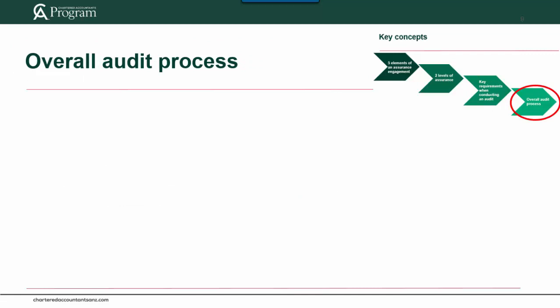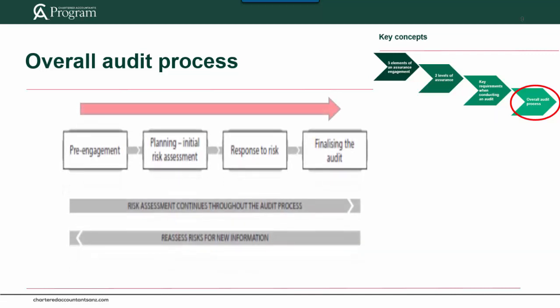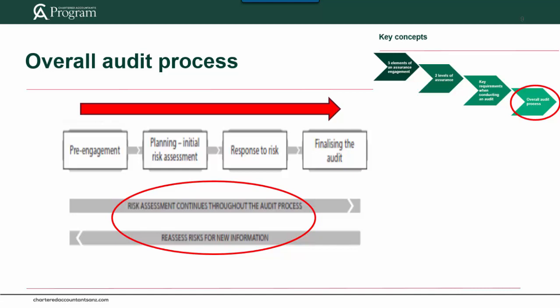Last but not least, it's important to recognise that audit is a process. The main phases of the audit can be illustrated as follows: from pre-engagement activities to planning to testing and then completing the audit. Note that the risk assessment continues throughout the audit. As audit work is performed, new risks may be identified that the auditor was previously unaware of and therefore now need to be addressed. Units 2 to 10 of the AAA module follows the audit process from pre-engagement phase right through to finalising the audit and issuing the auditor's report.